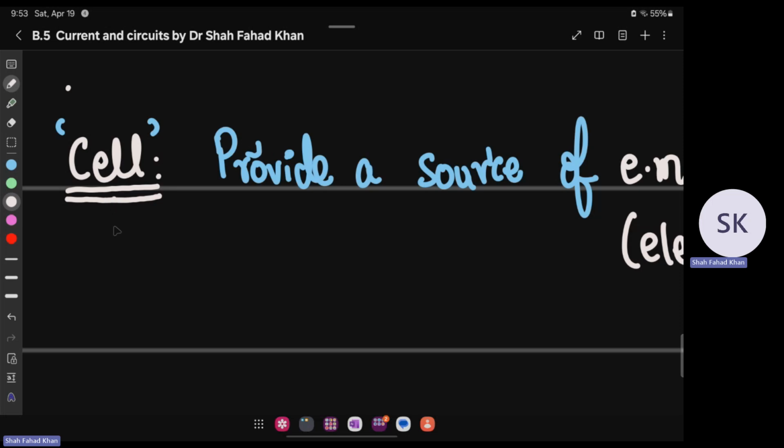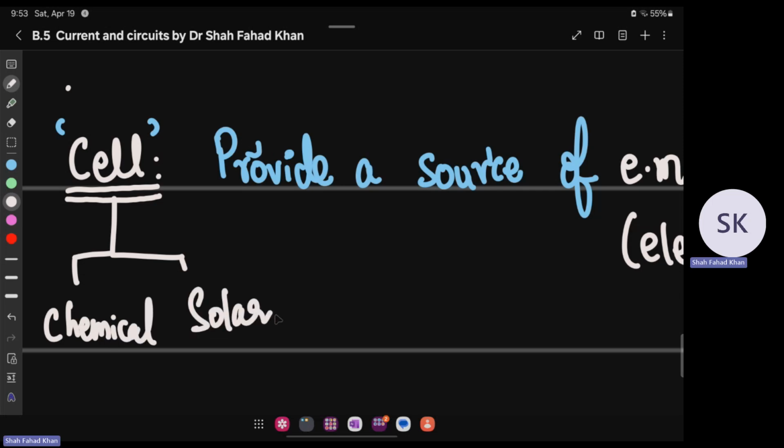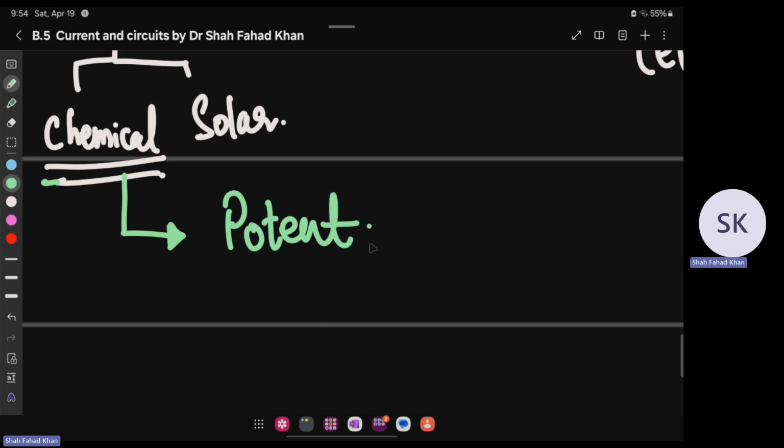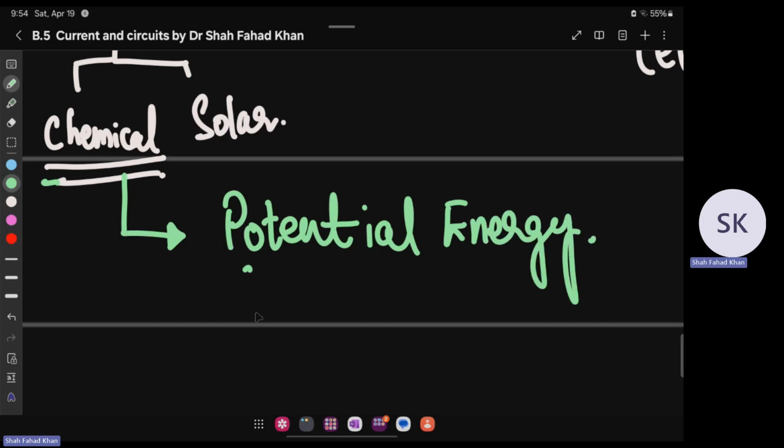Now these cells can be of two types. We have chemical cells in our syllabus, and we've got solar cells in our syllabus. Most of our discussion will be around chemical cells. We don't need to go into the depth of chemical cell structure because that's part of chemistry. We are doing physics here. But just for your understanding, chemical cells have potential energy which is stored in the form of chemicals. So we call this energy chemical potential energy.